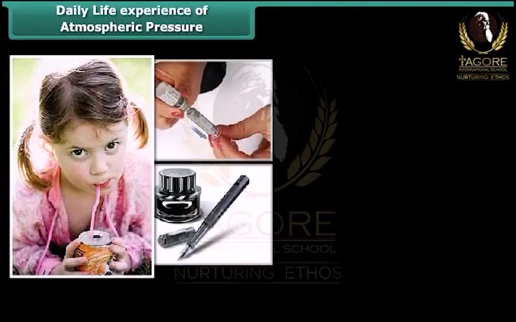Daily life experience of atmospheric pressure. In our day-to-day activities, we experience various instances of atmospheric pressure. Some common examples are sipping a cold drink through a straw, dipping the nozzle of a syringe in the liquid, or filling of ink in fountain pens.